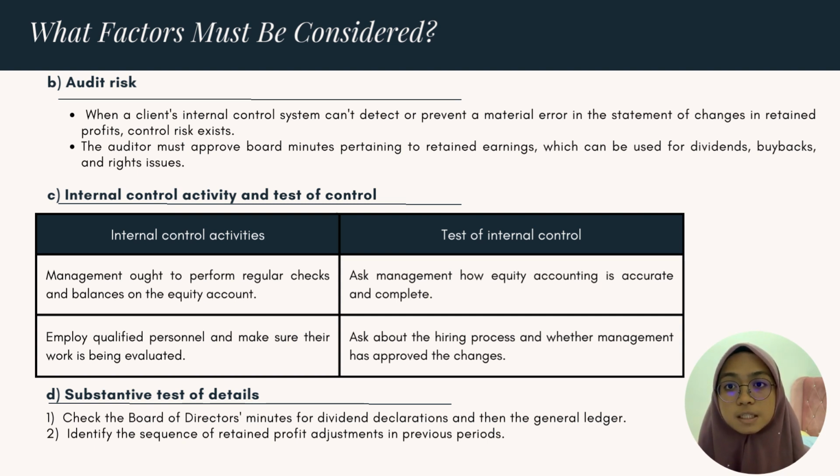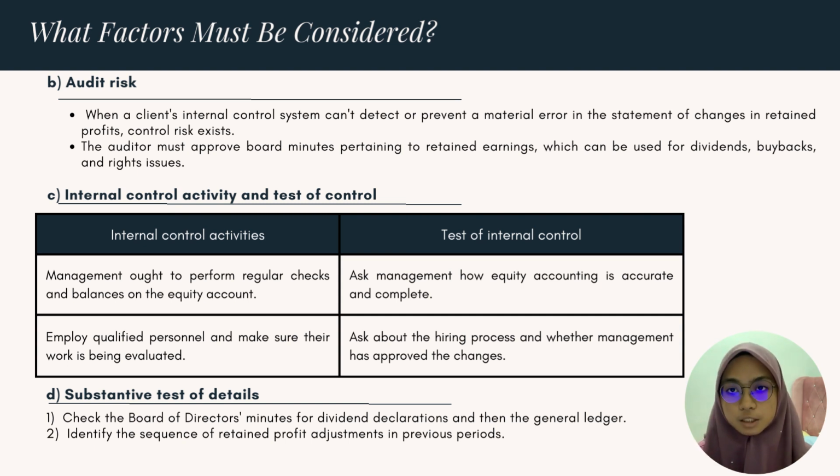The third factor that must be considered to audit retained earnings is internal control activity and test of control. The first internal control activity is that management ought to perform regular checks and balances on the equity account. Test of internal control is to ask management how equity accounting is accurate and complete. The second internal control activity is to employ qualified personnel and make sure their work is being evaluated. Test of internal control is to ask about the hiring process and whether management has approved the changes.